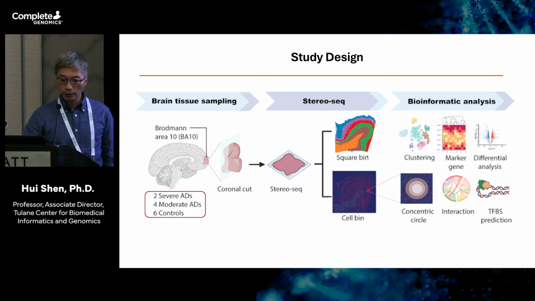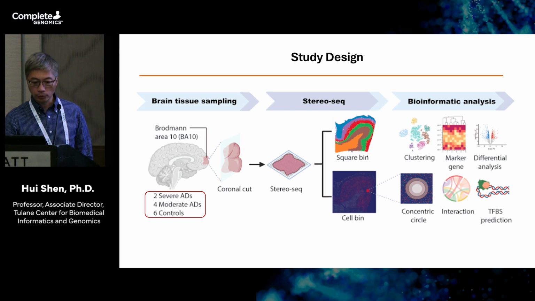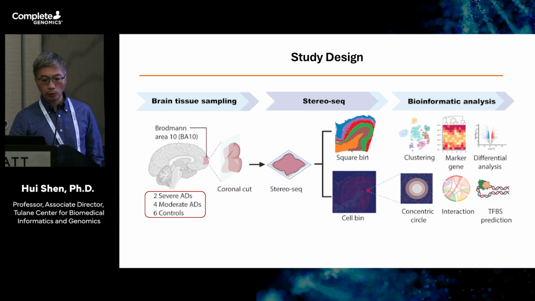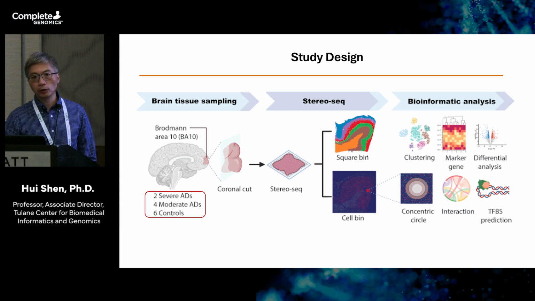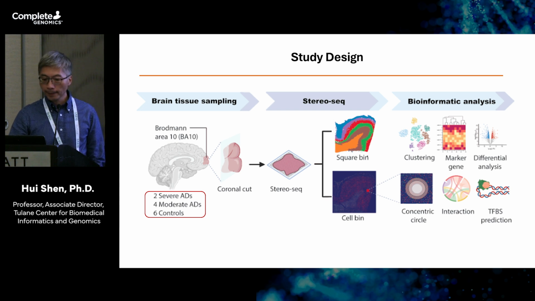We obtained brain samples from 12 subjects, including 6 AD cases and 6 controls. These are highly matched, and I will show you some of the characteristics in the next slides. We focused on one specific brain area, Brodmann area 10, a region that is highly vulnerable during aging and Alzheimer's disease. We applied Stereo-seq to study the spatial transcriptomics in this area.